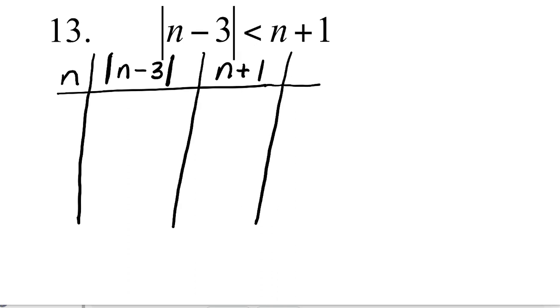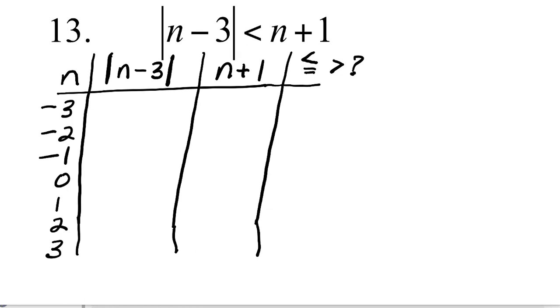And then I'm going to ask myself, is the left side less than, equal to, or greater than the right side? So I'll just pick some values, some negative values, and I'm going to plug these in, and I'm going to put some positive values in as well. So when I put -3 for n, this would be -3 minus 3, the absolute value of that. That would be the absolute value of -6, so that would be +6.